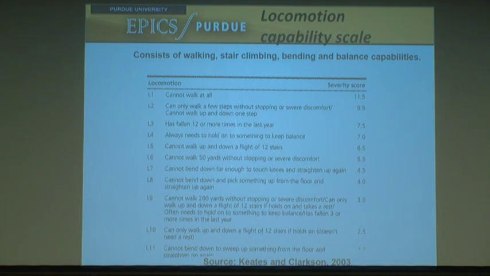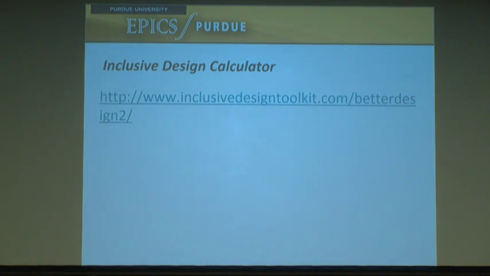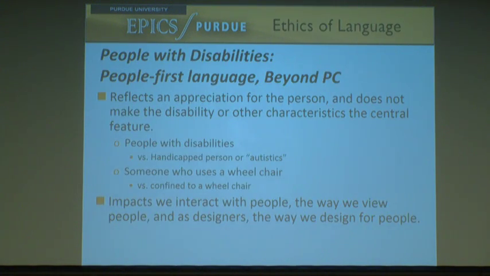This is just an example: can I walk? Or, as we mentioned with the elderly, can I climb stairs? Is there a barrier here? What are some of the things that we need to think about? And there are actually some toolkits where you can look at your design as far as how inclusive it is.